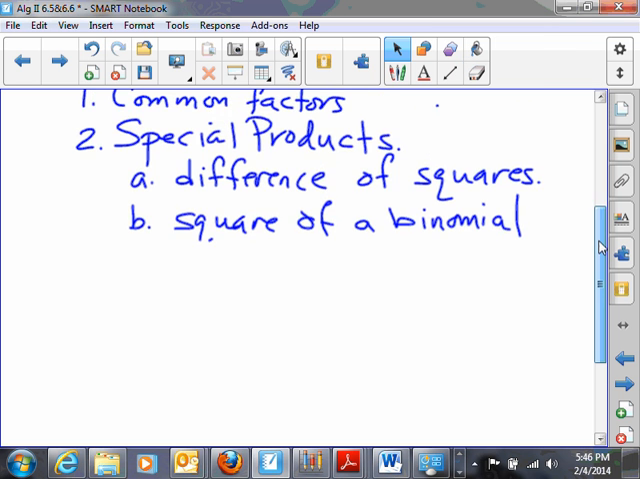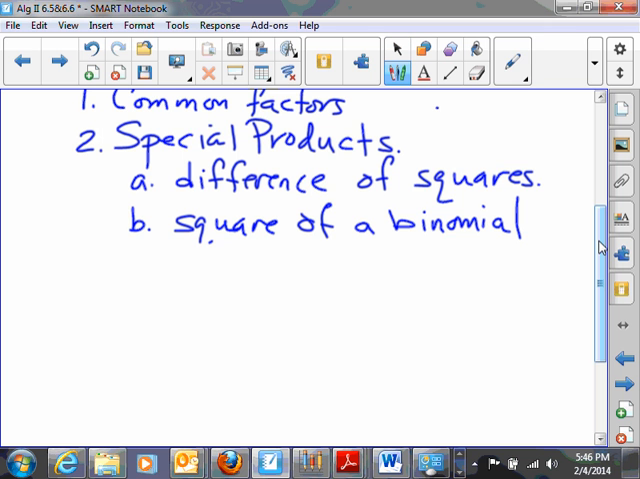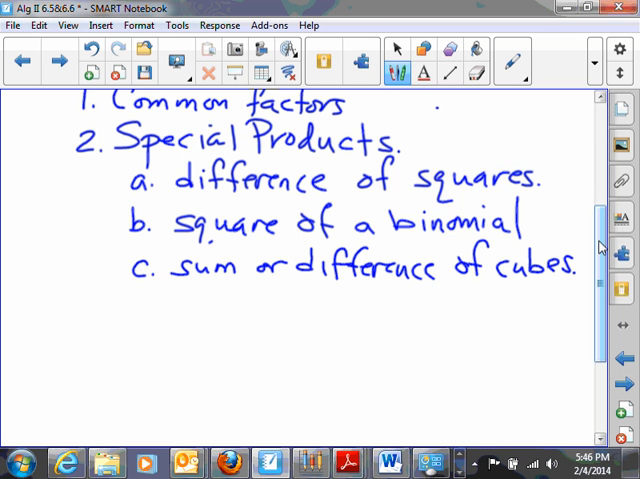Now, the third pattern under special products is called sum or difference of cubes. And this is new. This is a new pattern that you're being given at this particular point. And the truth is, this pattern is difficult to figure out any other way. It's one that needs to be committed to memory. And so let me just give them to you.